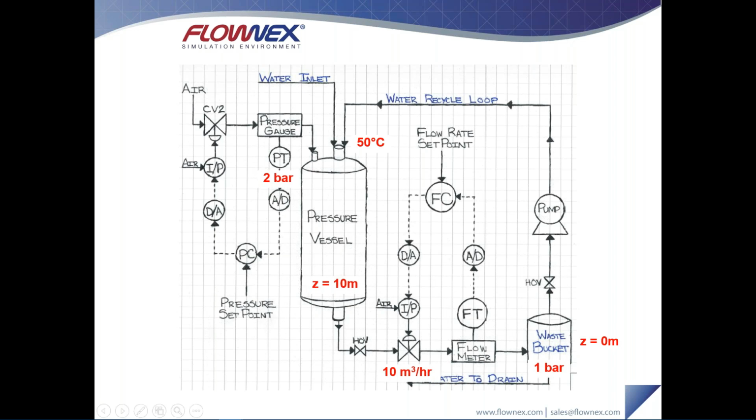We're looking for a flow rate of 10 cubic meters per hour, and we have an elevation difference between our pressure vessel where our material is stored and the waste bucket where the water will be temporarily stored before it is pumped back into the pressure vessel. What we have here is basically all the information we need to start our system, but we don't want to just jump straight in after this.